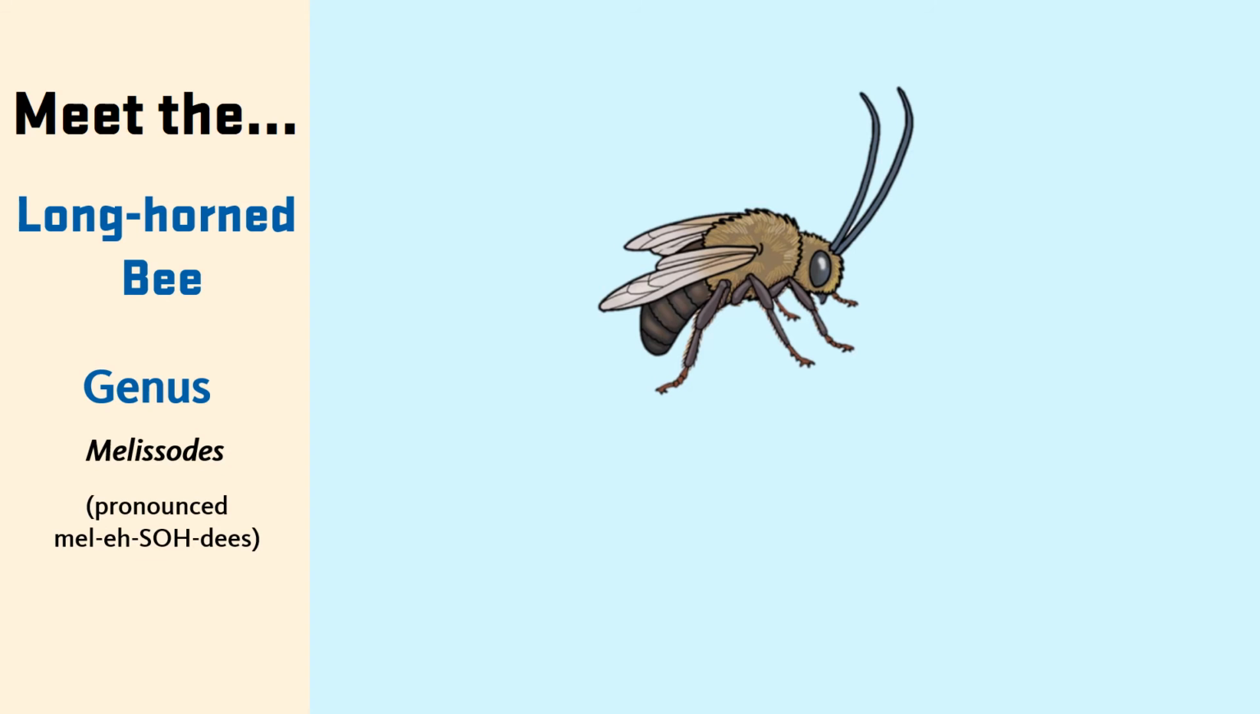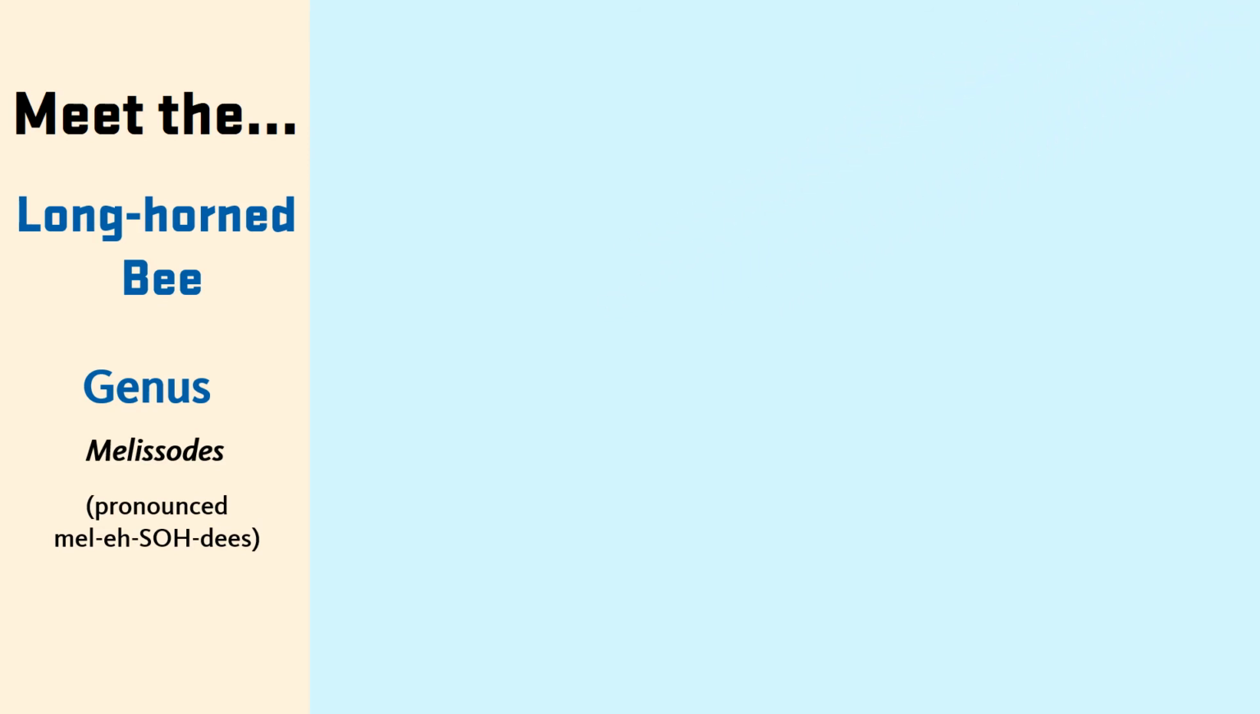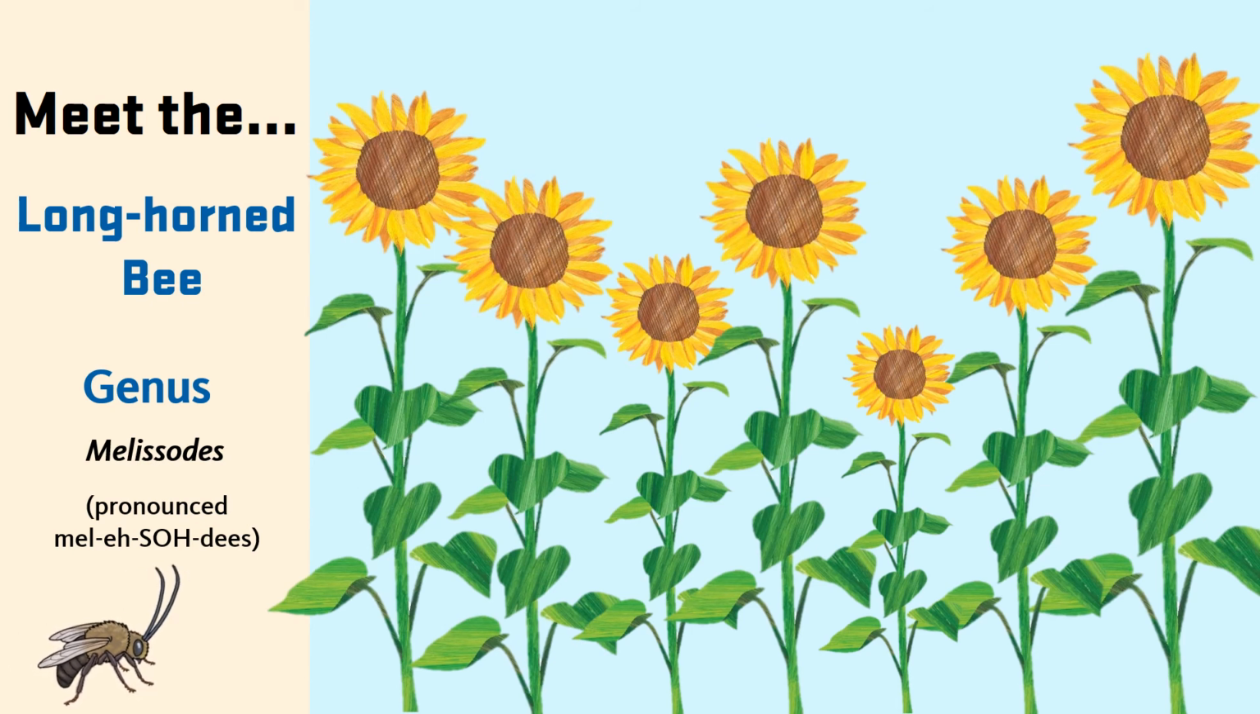Female longhorn bees have large hairs on their back legs to carry pollen. Longhorn bees got their name because the males have extremely long antennae. Bees in the genus Melissodes only visit plants in the sunflower family. Planting sunflowers in your community and watching the blooms is the best way to find these bees in Oregon.